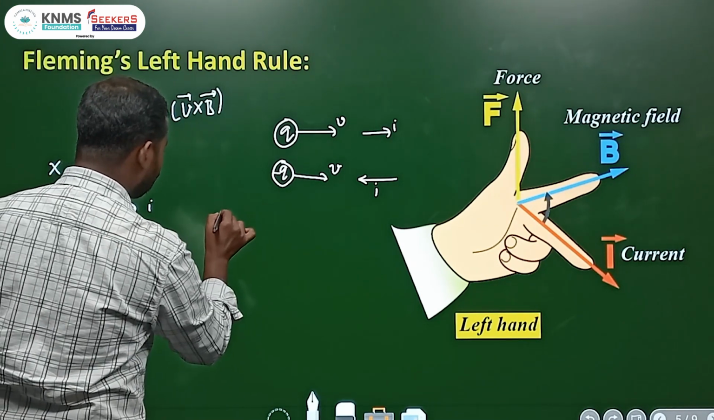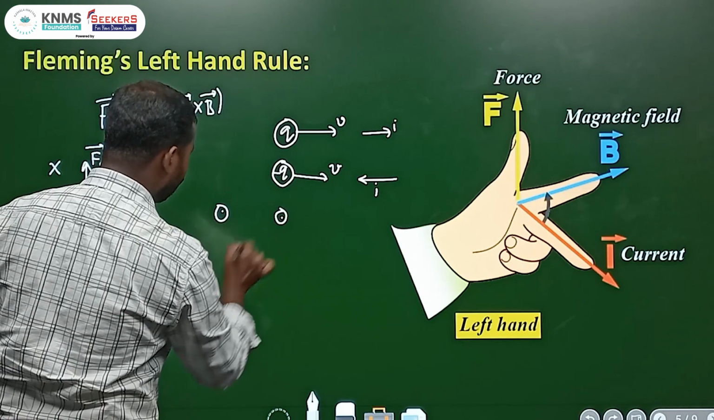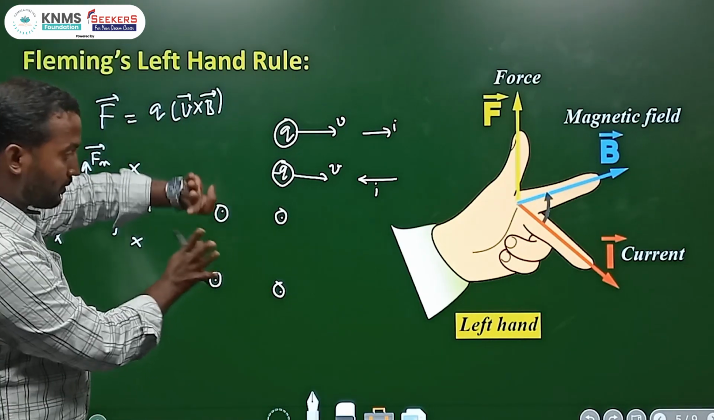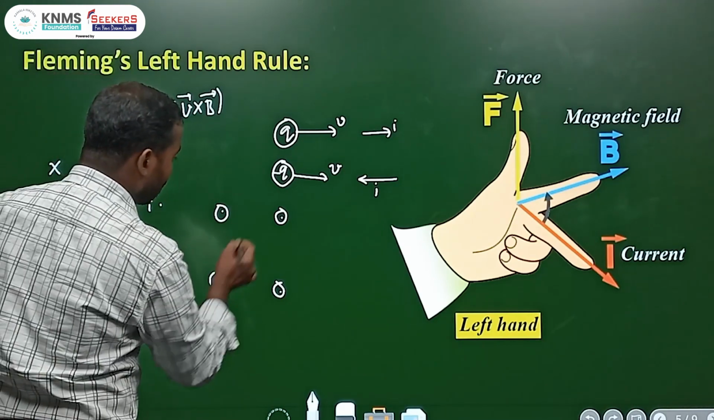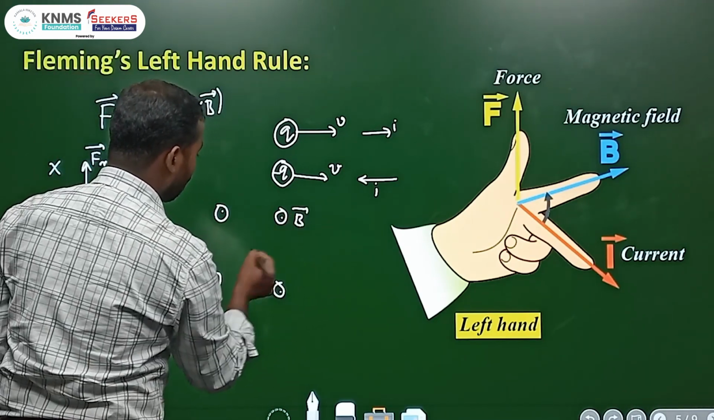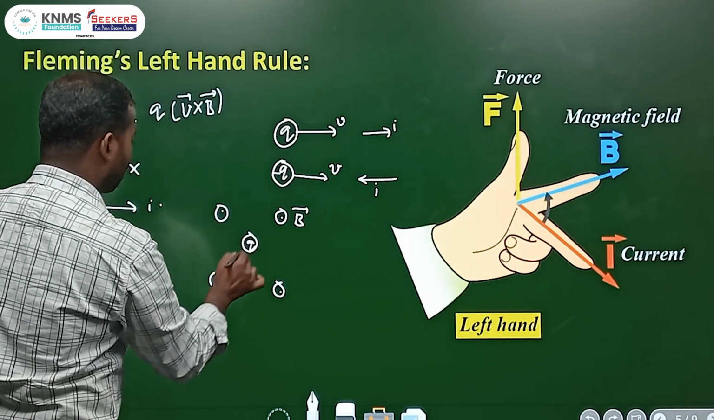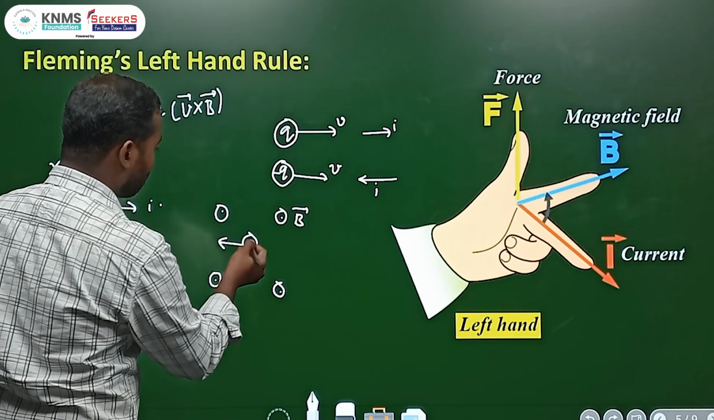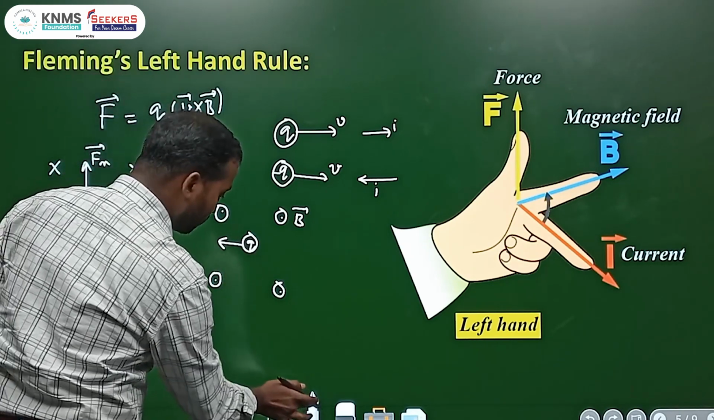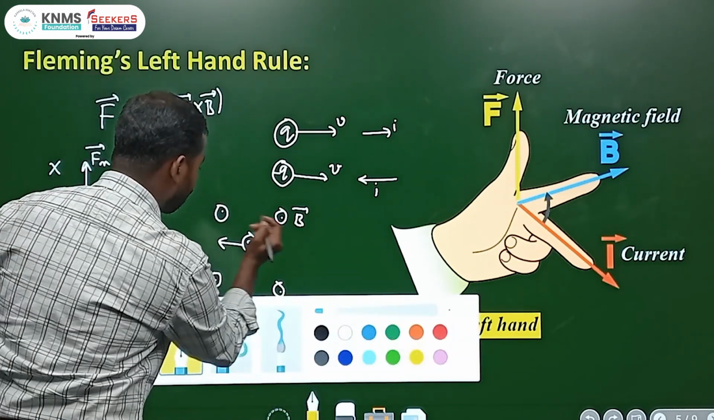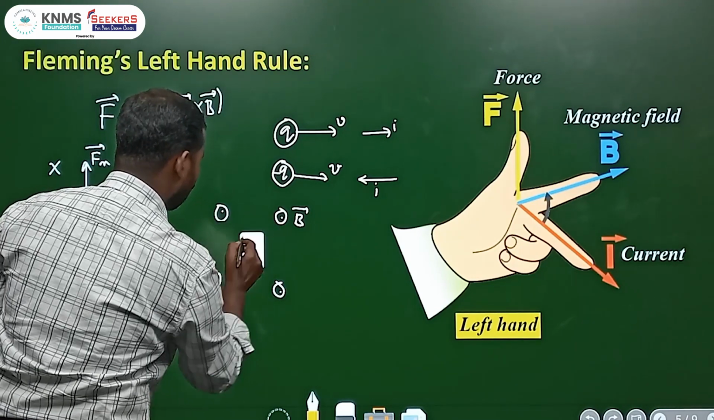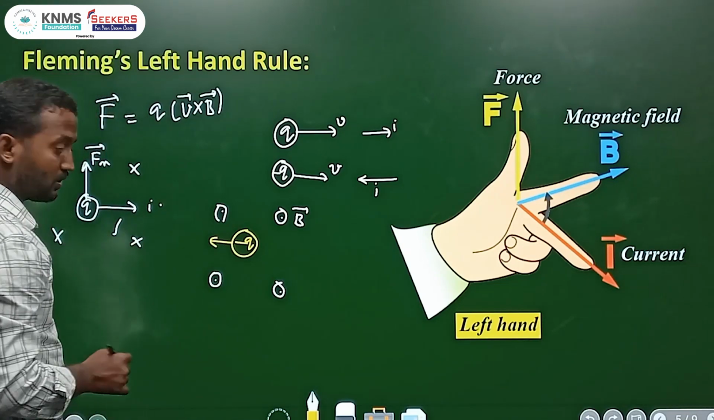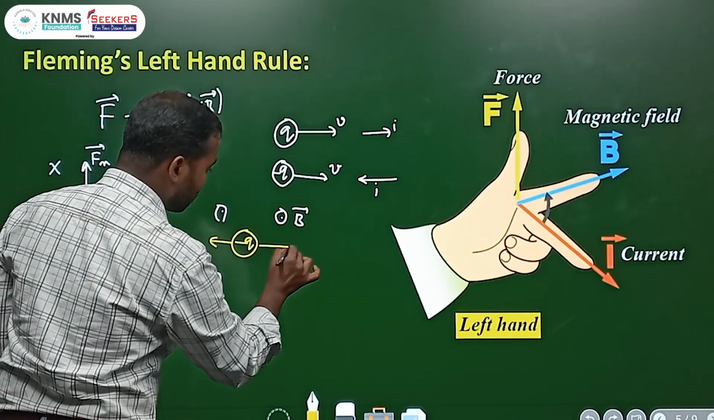Next, let us take one more example. For example, there is a magnetic field out of the plane now. The magnetic field lines are coming like this. Then suppose the charged particle is moving in this direction, just for the sake of understanding, and let's complicate the situation. I am taking this as a negative charge, let us say, minus q, moving in this direction. That means there is a current in the opposite direction.